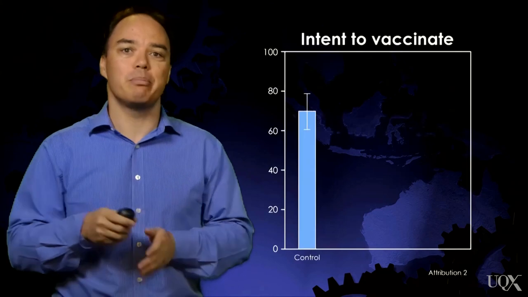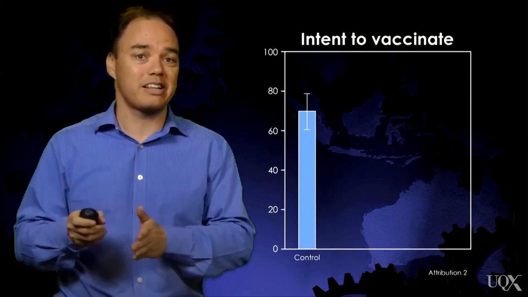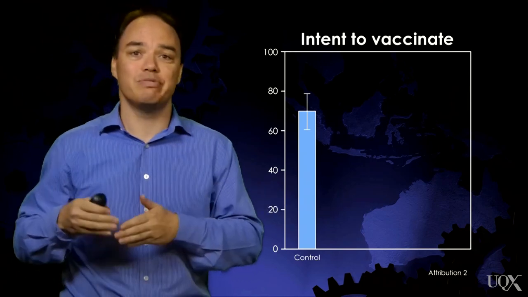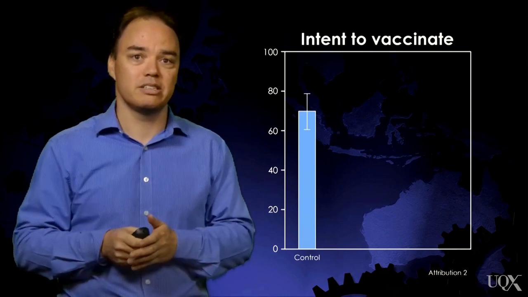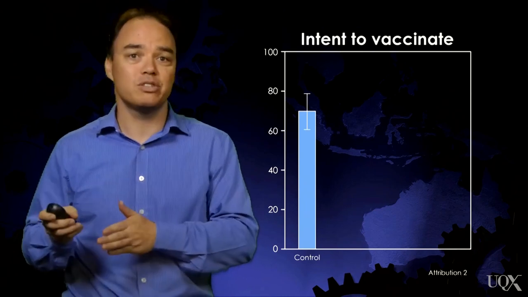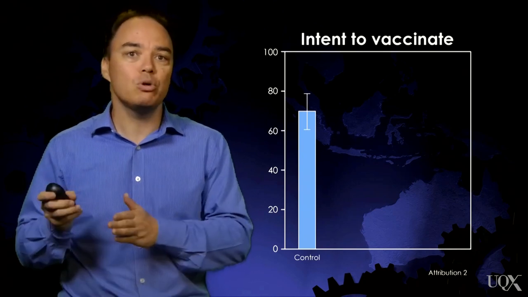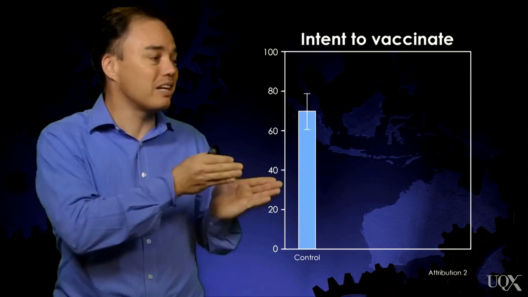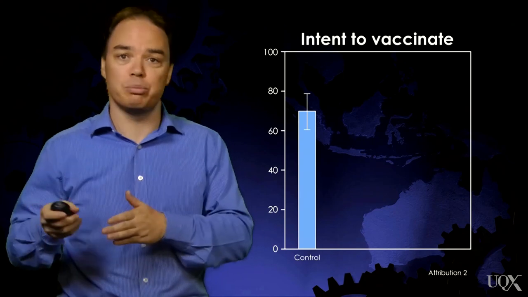One recent study by Brendan Nyhan and his colleagues tested people's intent to vaccinate their children. This graph shows a level of intent to vaccinate for people who were least favourable towards vaccination. The experimenters showed a range of different messages about the importance of vaccination to people who deny the positive benefits of vaccination.